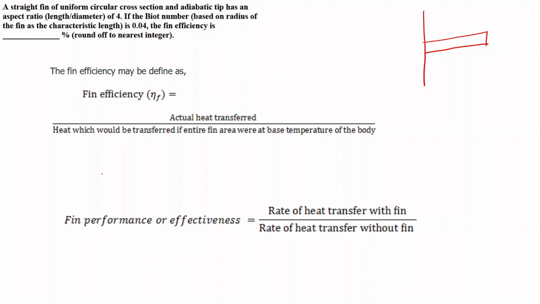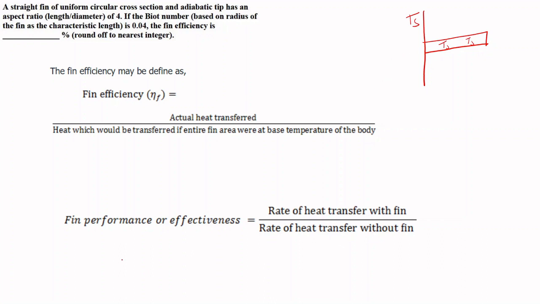Here they are defined: the fin efficiency is the actual heat transferred divided by the heat which would have been transferred if the entire fin were at the base temperature of the body. If my body's temperature is Ts, then at 100%, the heat that would have been transferred if the entire fin were at the base temperature of the body, that means this entire fin should be at Ts. If such is the case, my heat transfer would be very efficient.